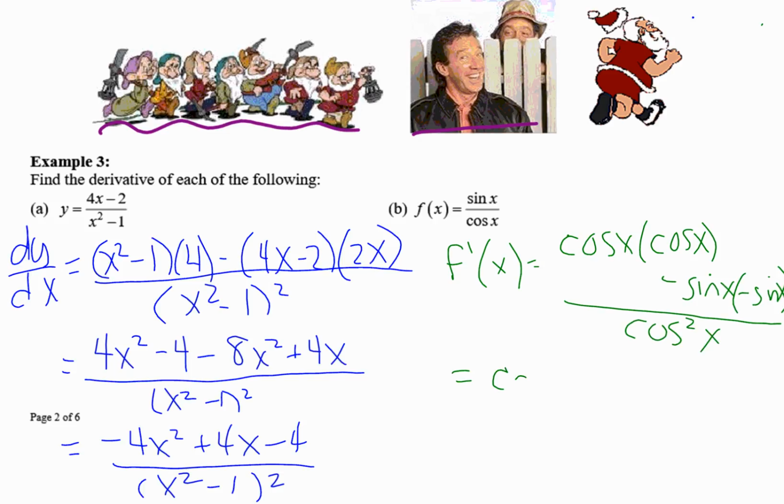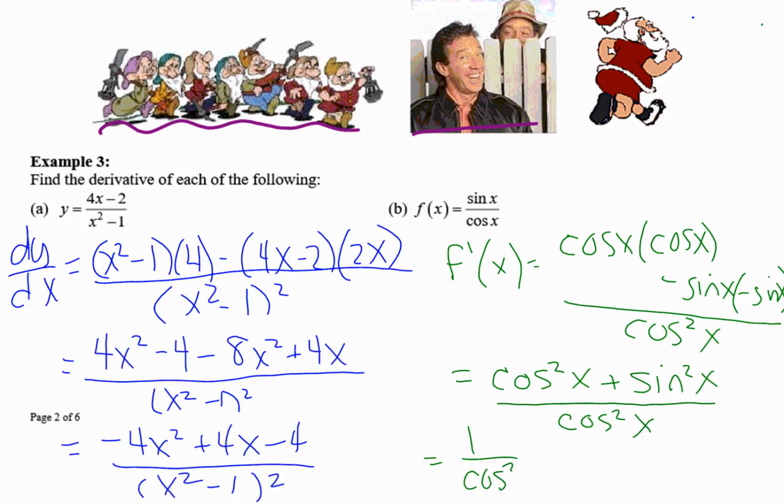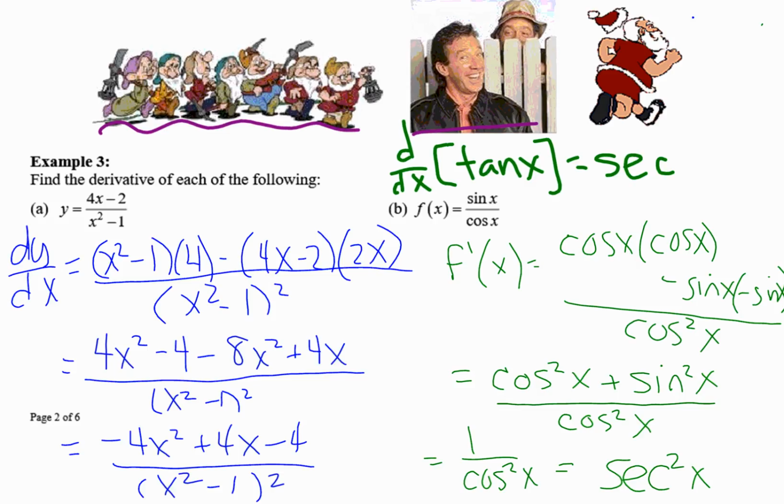Oh, look at this. We'll have cosine squared x plus sine squared x. Good thing we have those Pythagorean identities. So we have 1 over cosine squared x. And then, wait, that's something. What's the reciprocal of cosine? Secant squared. So, fun fact of the day, the derivative of tangent of x is secant squared of x. Interesting, right? Wow.